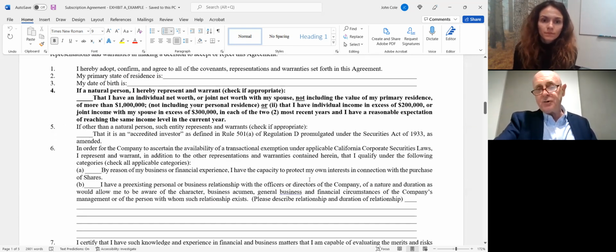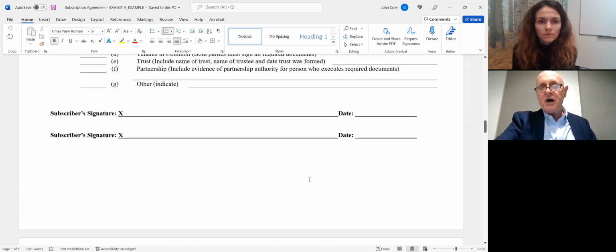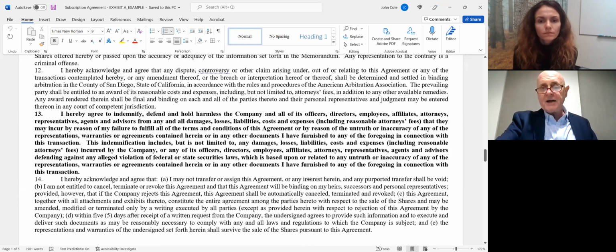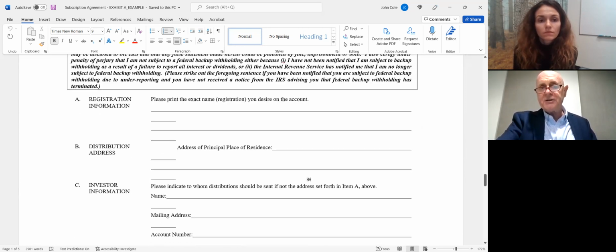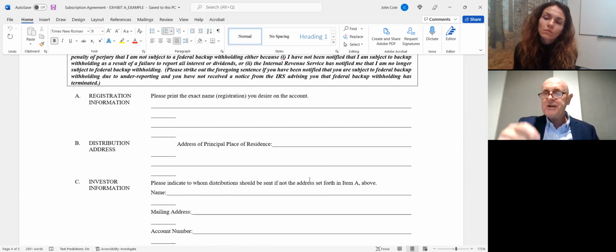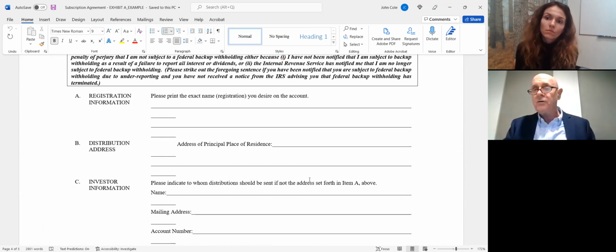So this is a standard subscription agreement that they would fill out. Once this gets all filled out, they sign it, their spouse signs it. They've read everything, they've checked all the right boxes, and they're going to attach their check or cashier's check to this. They're going to print their name, the exact name they want in the registration. In other words, when it says here registration information, that's the name that's going to go on the stock certificate that they're going to get. So if I'm John Cole and I'm investing in a company, but I want to put it in my JAC Enterprises Inc. company, then I'd put JAC Enterprises Inc.